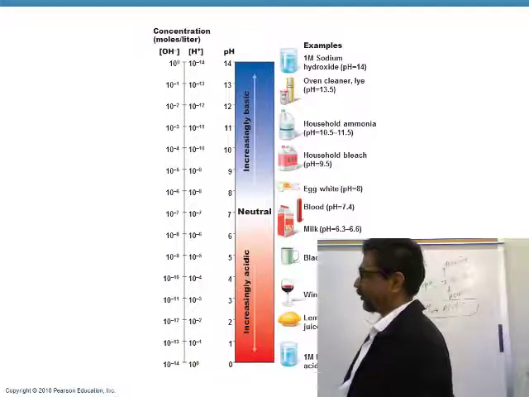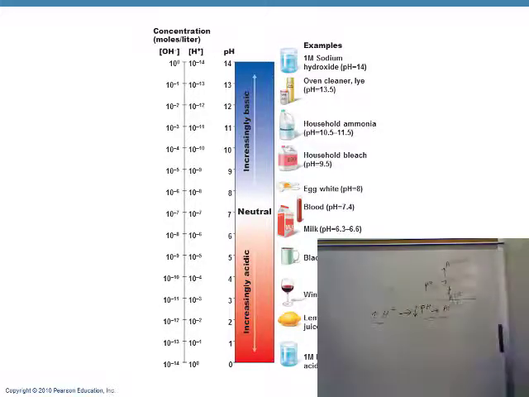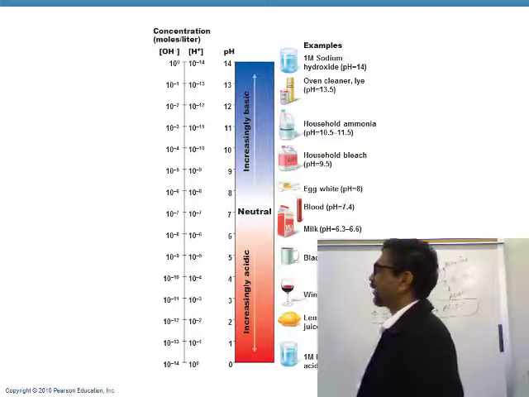Now, if the pH goes down, acidic, that means more hydrogen. If pH goes up, alkaline. Okay? So that's the relationship, very important. So here you see some of your household stuffs, their pH, and neutral is 7. That's the important thing here. As you go down, more and more acidic, and as you go up, more and more basic or alkaline.